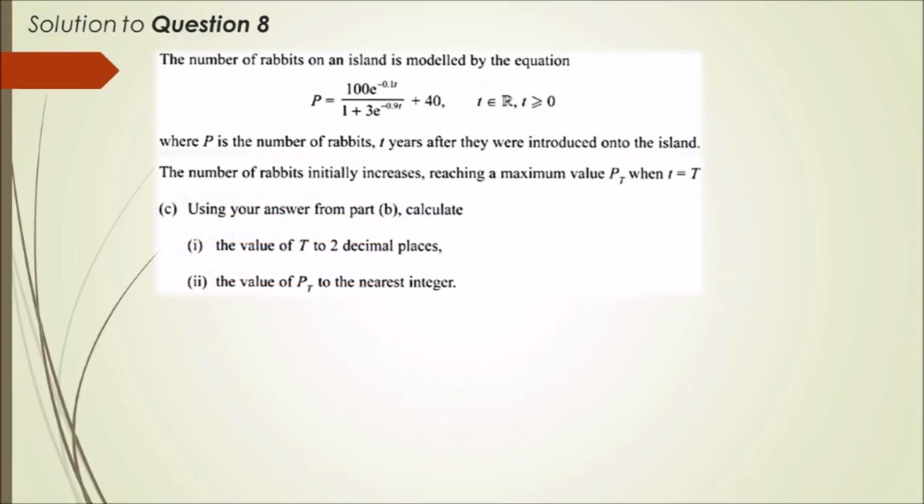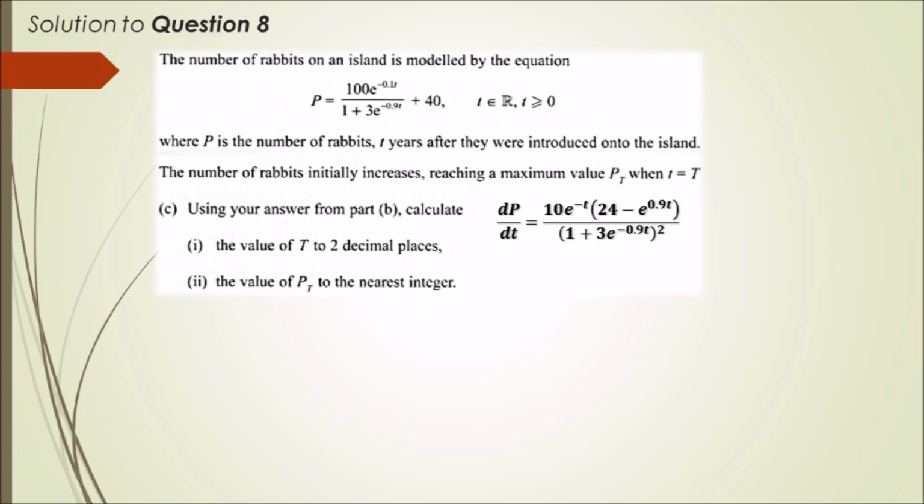Alright, what do we have here? It states that the number of rabbits initially increases, reaching a maximum value given by p(T), as we saw earlier in the graph, when small t equals capital T. So capital T is clearly the maximum. Using your answer from part B, calculate the value of T to 2 decimal places and the value of p(T) to the nearest integer. So let's understand this.